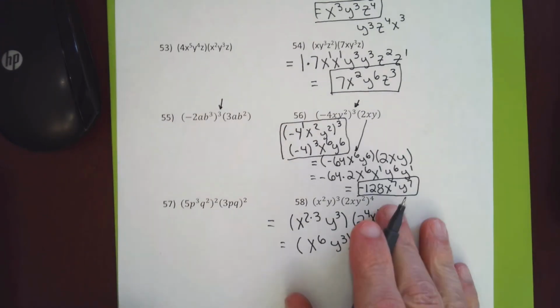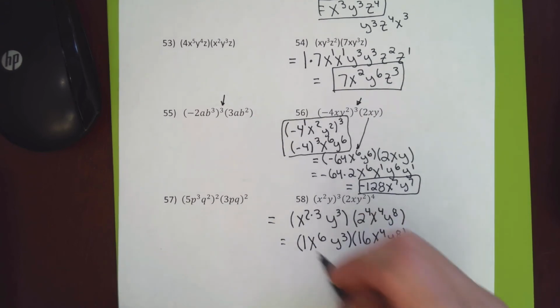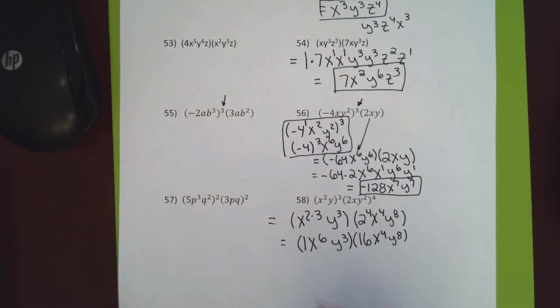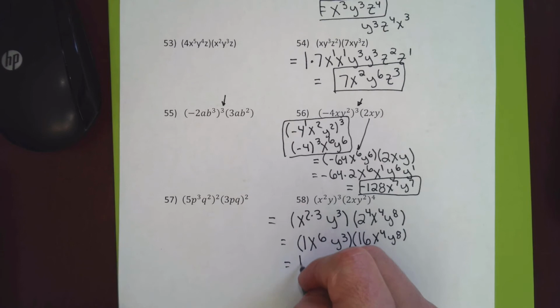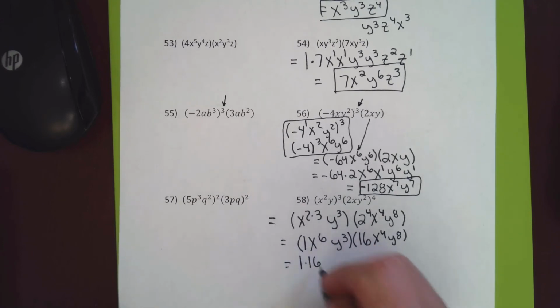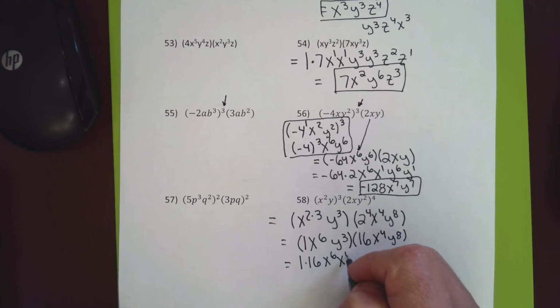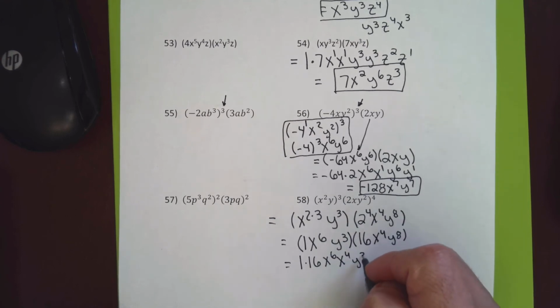If I need to, the first parentheses has a coefficient of 1. That's assumed. So to simplify this, it's 1 times 16, x to the 6th times x to the 4th, y cubed times y to the 8th.